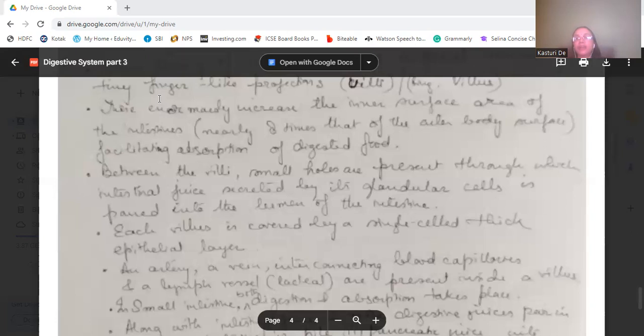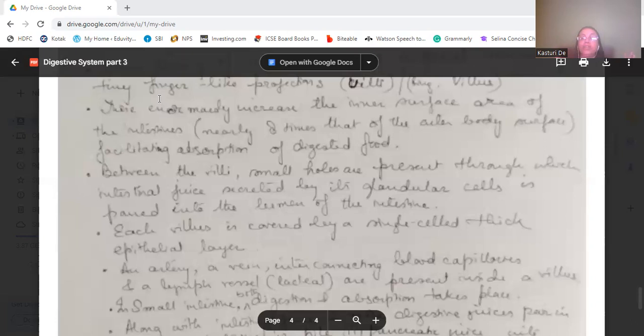Each villus is covered by a single-celled thick epithelial layer. These glandular cells secrete intestinal juice, which is poured into the lumen of the intestine. Lumen means the pipe region of the intestine, the empty space, the cavity of the intestine. The glandular cells secrete this intestinal juice from the small holes into the lumen, so that the food gets absorbed into the walls of the intestine.